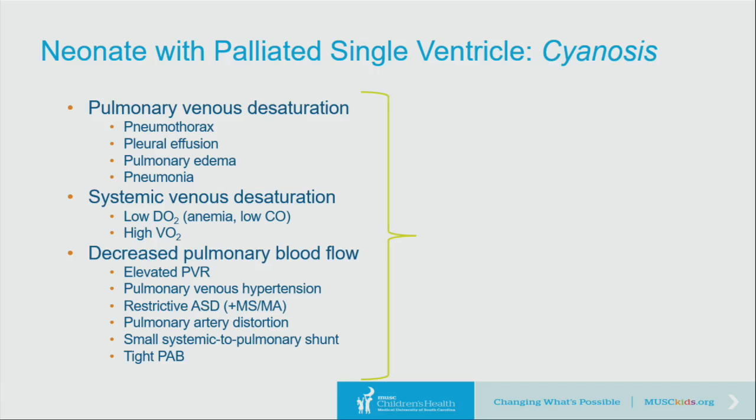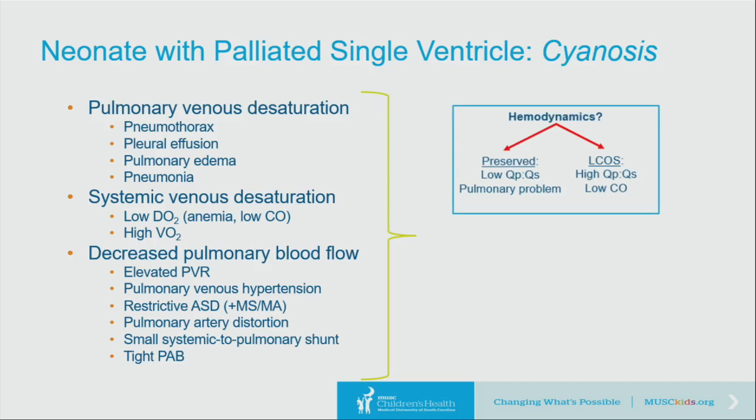And then if neither of those pans out, you're still scratching your head as to why the patient's blue, you start thinking about decreased pulmonary blood flow. That could be because of elevated pulmonary vascular resistance. I think that's a common excuse, but in reality, probably an uncommon mechanism for most neonates. Other causes include pulmonary venous hypertension, a restrictive ASD if you've also got severe mitral stenosis or mitral atresia, distortion of the pulmonary arteries, a small shunt, or a tight pulmonary artery band.